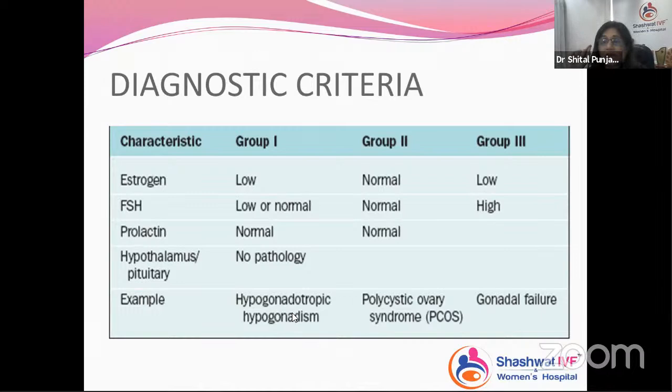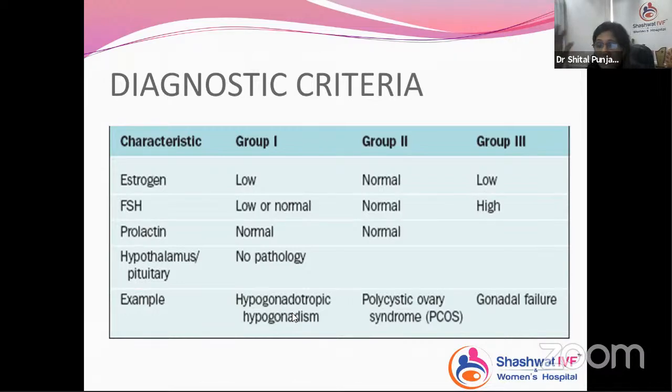When we give extensive gonadotropin, these patients will need HMG only. The reason is they have hypogonadotropic hypogonadism, so FSH and LH both are less than normal or maybe nearly zero. So when we induce their ovary with a very high dose of HMG, we get a good response.